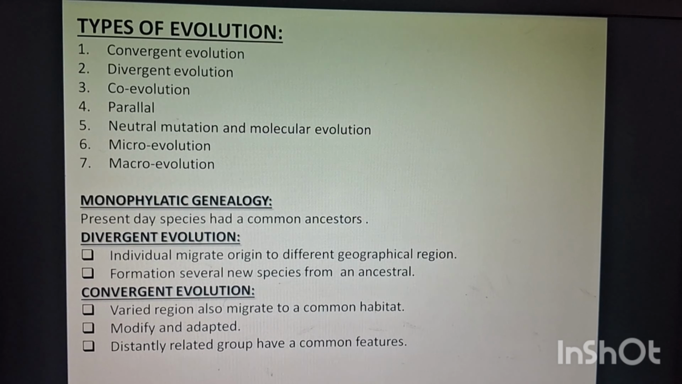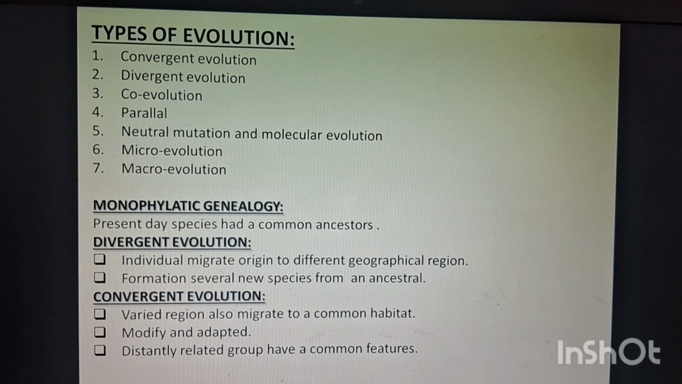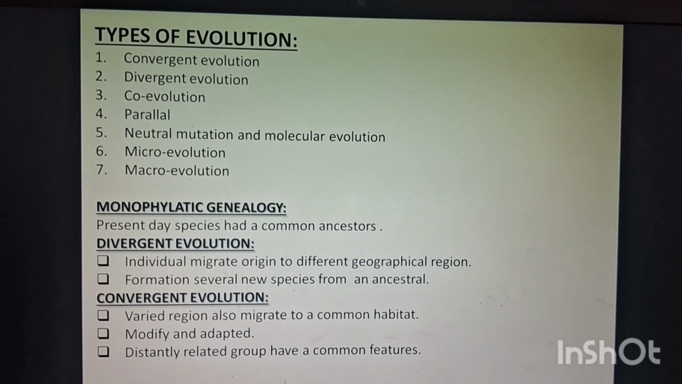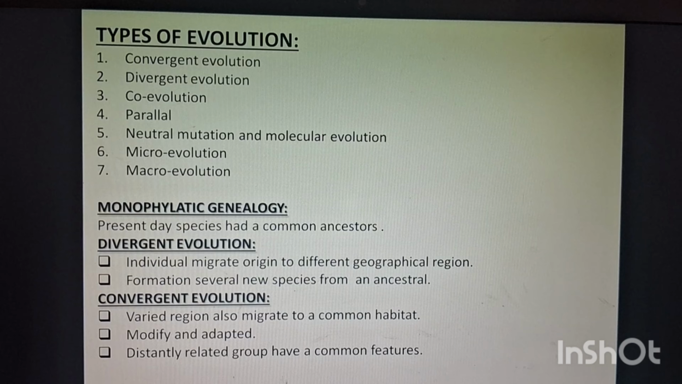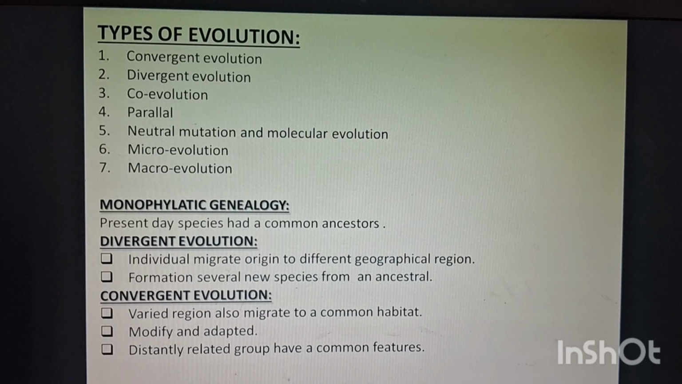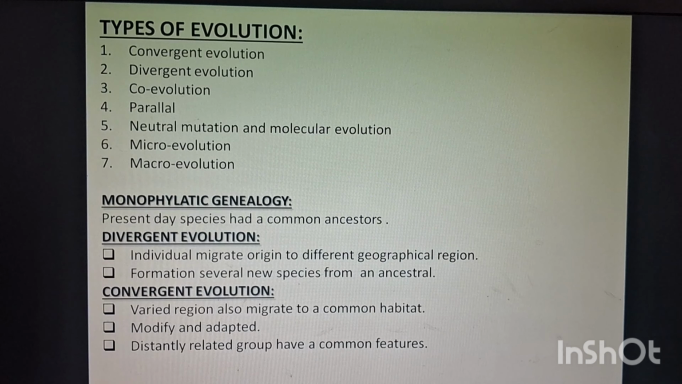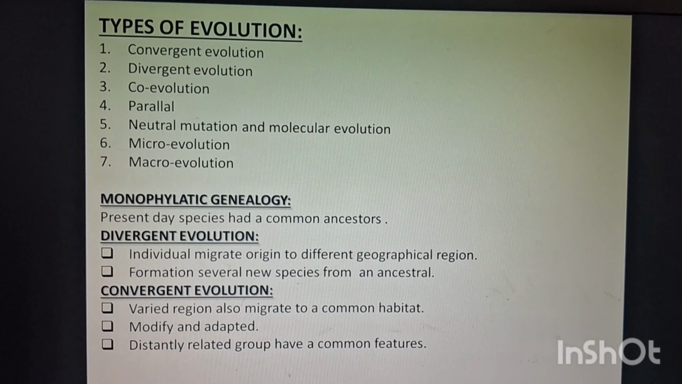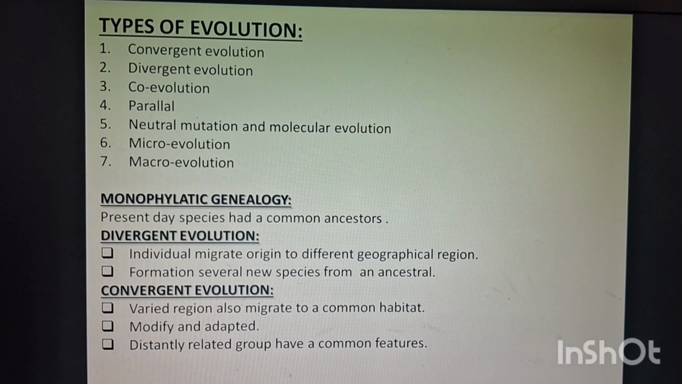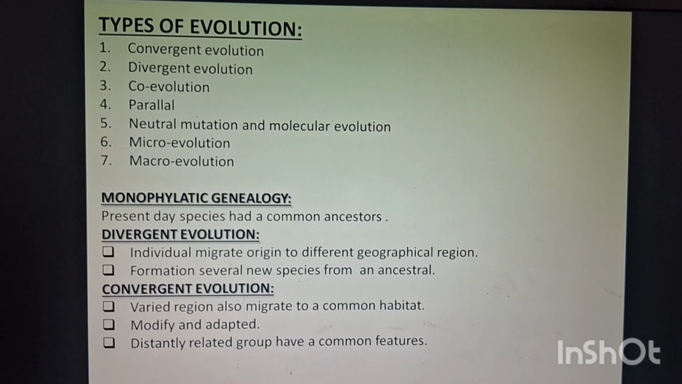Types of Evolution. There are 7 types of evolution. First, convergent evolution, divergent evolution, co-evolution, parallel evolution, neutral mutation and molecular evolution, microevolution and macroevolution. Next, what is monophyletic genealogy? Present day species had a common ancestor, which is called monophyletic genealogy.